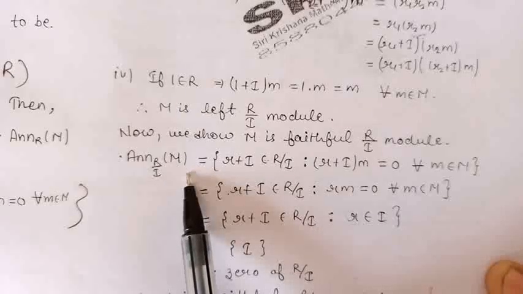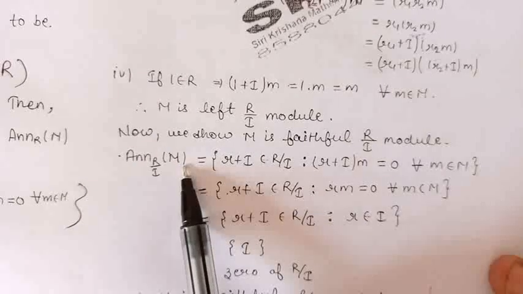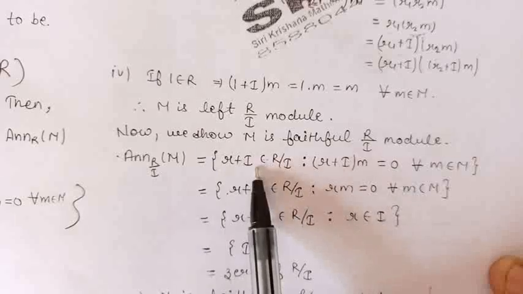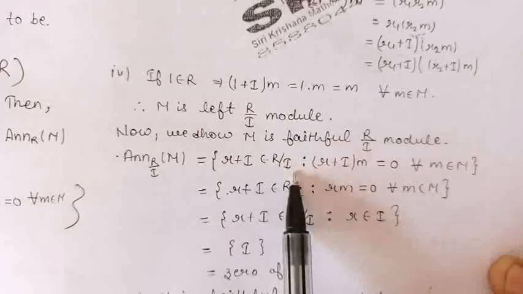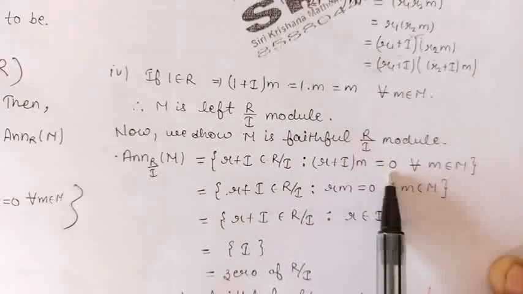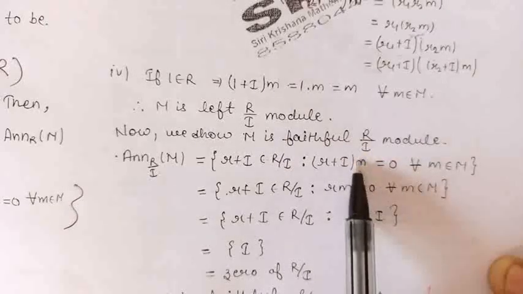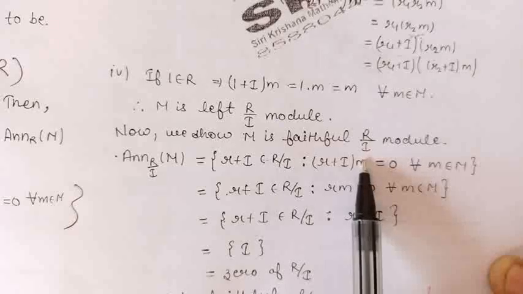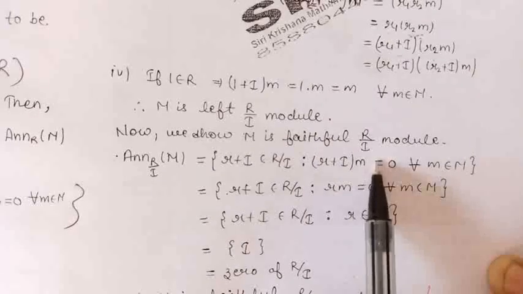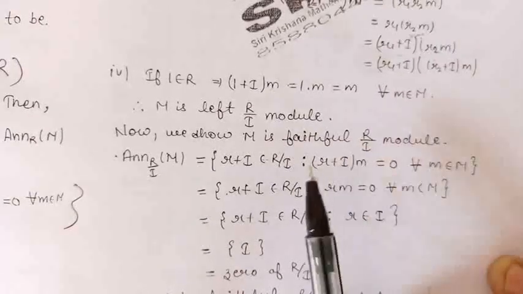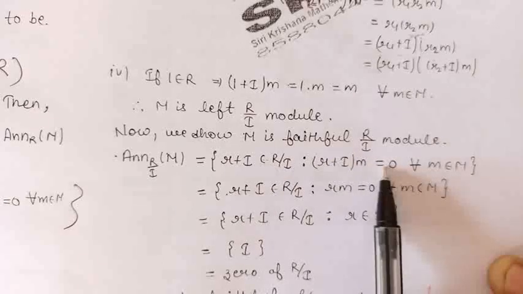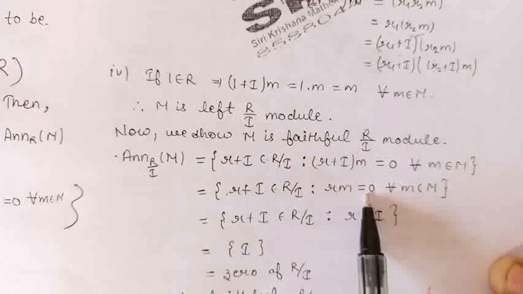Now let us apply the definition of the annihilator of M. By definition, this is a set consisting of all those elements r + I of R/I such that (r + I)·m is equal to 0. Here this m is an arbitrary element of module M. Now by the definition of scalar multiplication, (r + I)·m is rm. So (r + I)·m equal to 0 means rm is equal to 0.